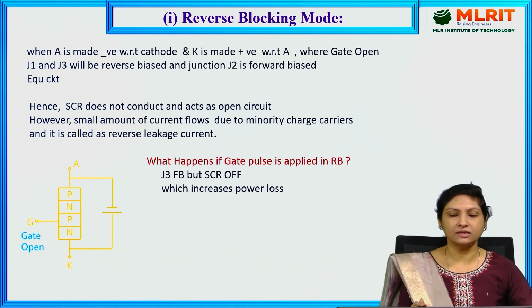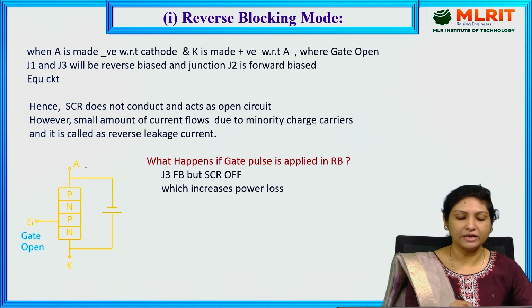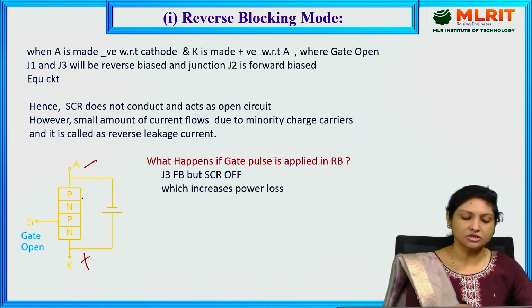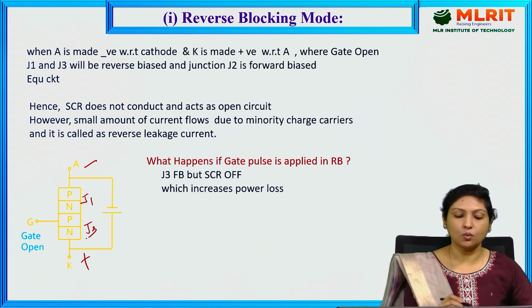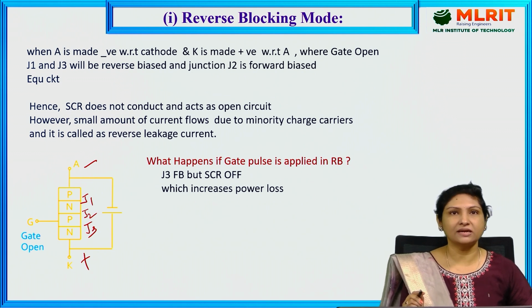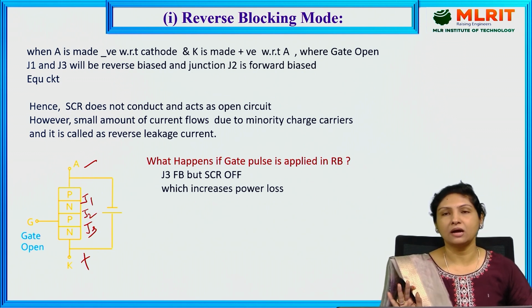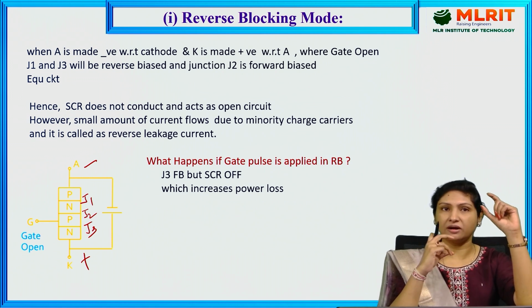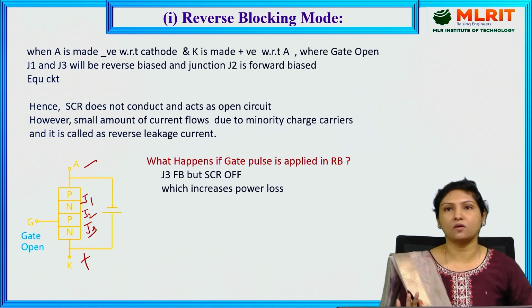Firstly, let us see reverse blocking mode. That is, when anode is made negative with respect to cathode, in that case, junctions J1 and J3 will be reverse biased, whereas J2 will be forward biased. Hence, SCR does not conduct any current through it, and it simply acts as an open circuit. It is because, see, junctions J1 and J3 are reverse biased, only J2 is forward biased.